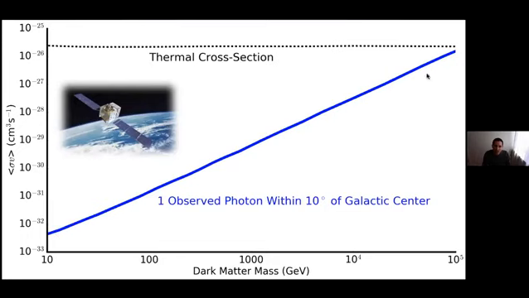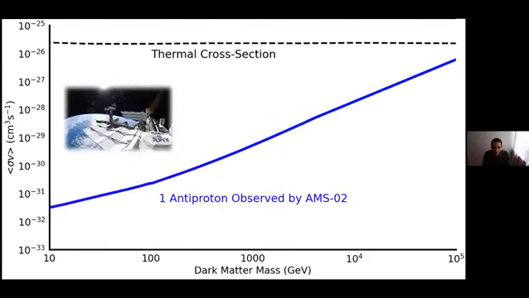And the line that gives us one observed photon falls far, far below the thermal annihilation cross-section. Or similarly, dark matter models that annihilate at the thermal cross-section should give us 10 to the 6 events at low dark matter masses, up to a few events for even the highest dark matter masses. For any thermal WIMP annihilation model, the Fermi-LAT telescope has seen a gamma ray which was produced by a dark matter annihilation event. The same is true for antiprotons.